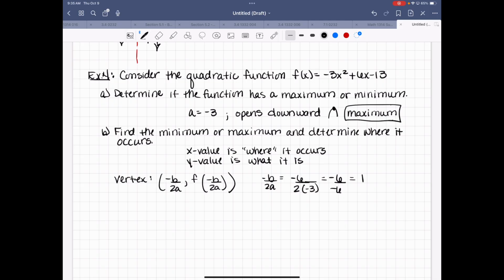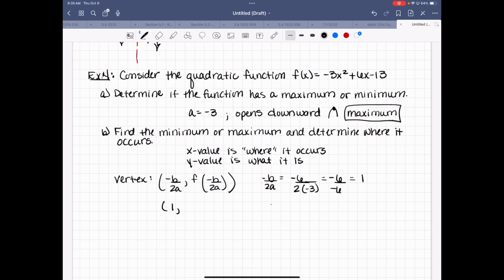That is a negative 6 because it's negative b over 2a. So I've got a negative 6 over 2 times the negative 3, which does give me a negative 6 over negative 6, which is positive 1. So I know this is a positive 1. Now I've got to find the y value that goes with that.